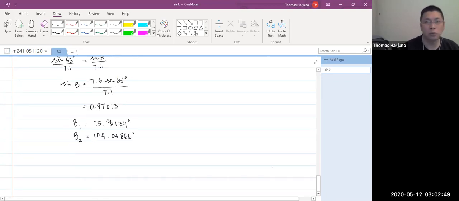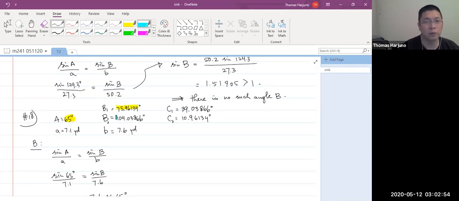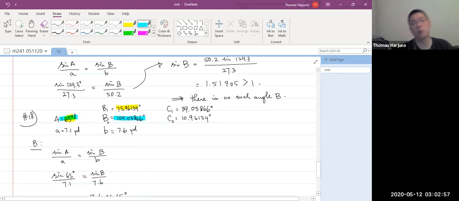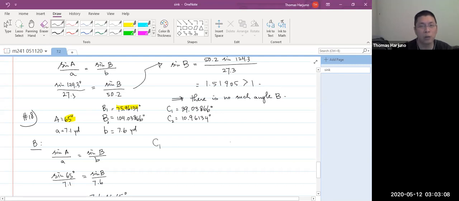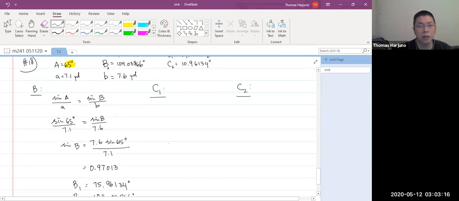Okay, so this B2, the one that you suspected would get cancelled, is actually not cancelled, because the sum of B2 with A is still less than 180. Okay, anyway, we have done that part. So once we get from there, we get C1 and C2. They are two branches because both B1 and B2 are okay. And then from there we get side C1 and side C2. That's something we have done earlier.